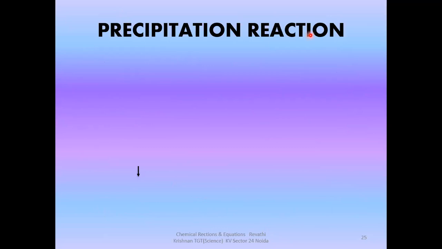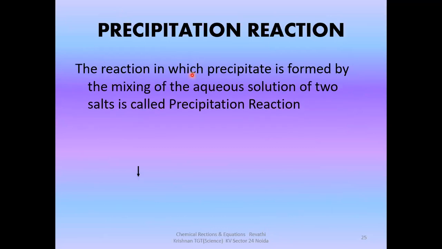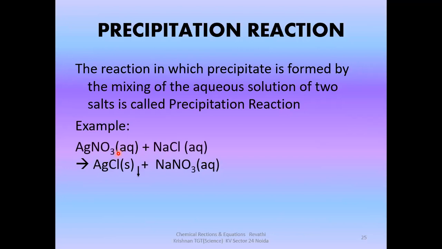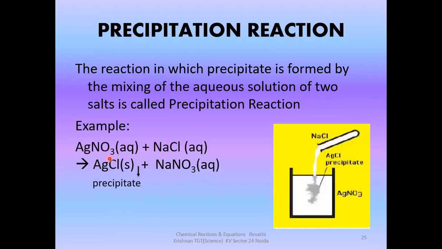Precipitation reaction. The reaction in which precipitate is formed by the mixing of the aqueous solution of two salts is called precipitation reaction. Example, silver nitrate combines with sodium chloride to give silver chloride and sodium nitrate. The reaction can be written as AgNO3 plus NaCl gives AgCl plus NaNO3. Here, silver chloride or AgCl is the precipitate.